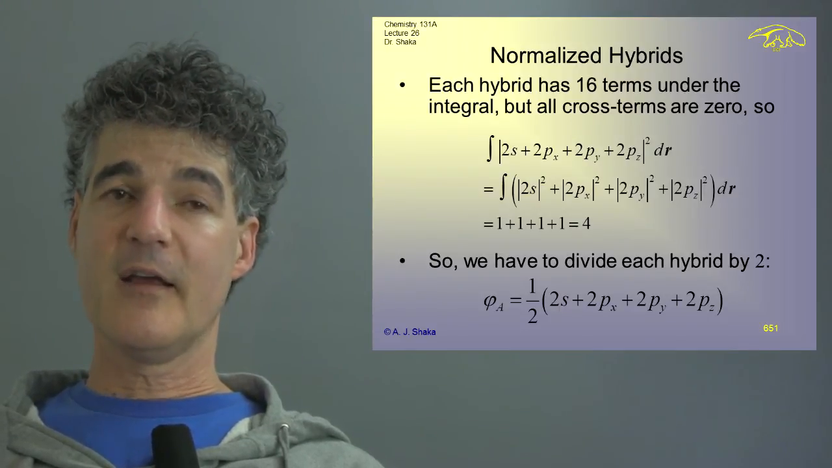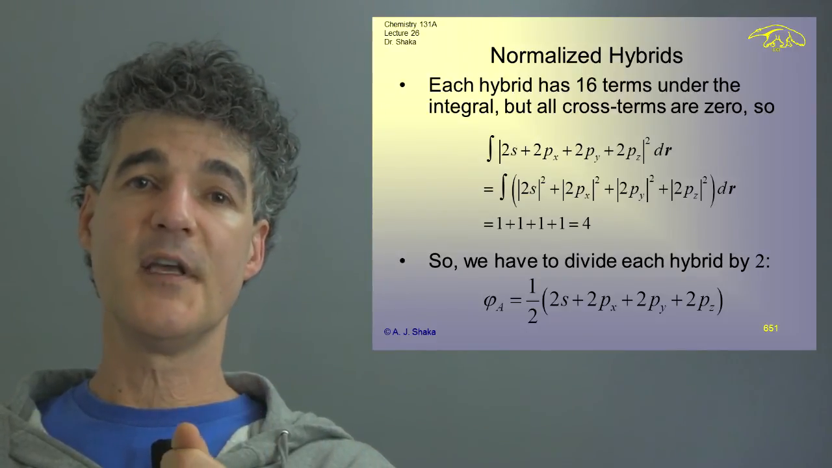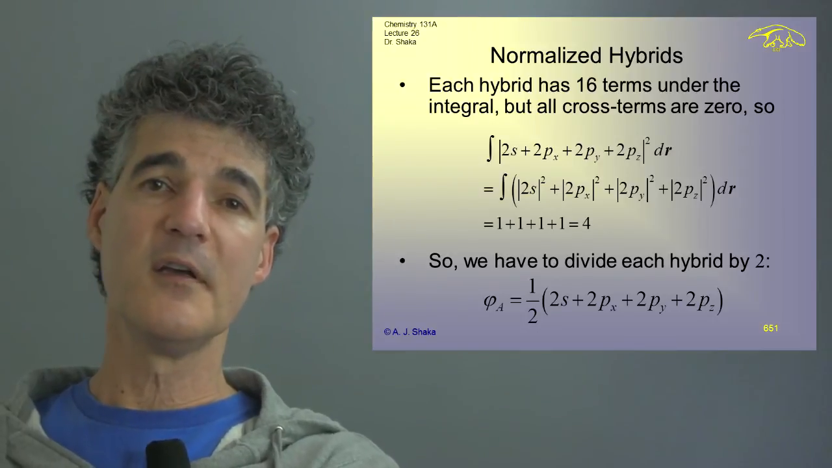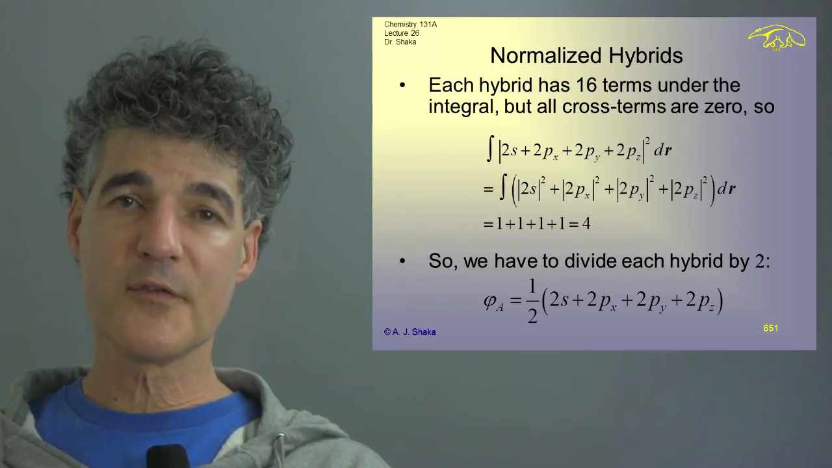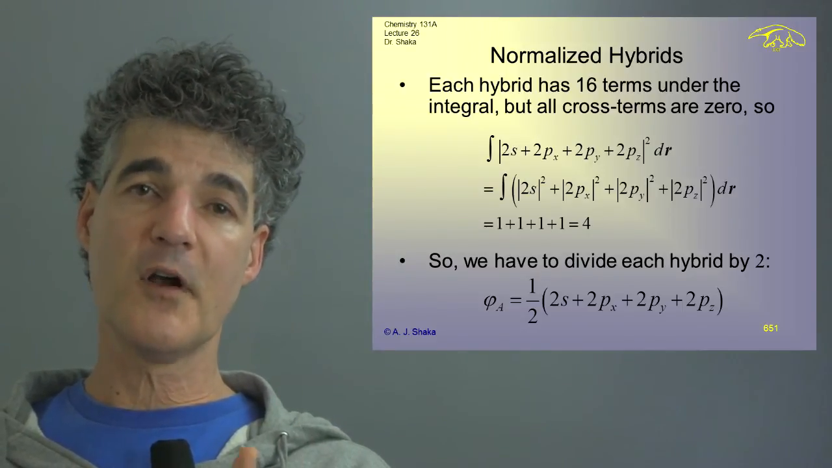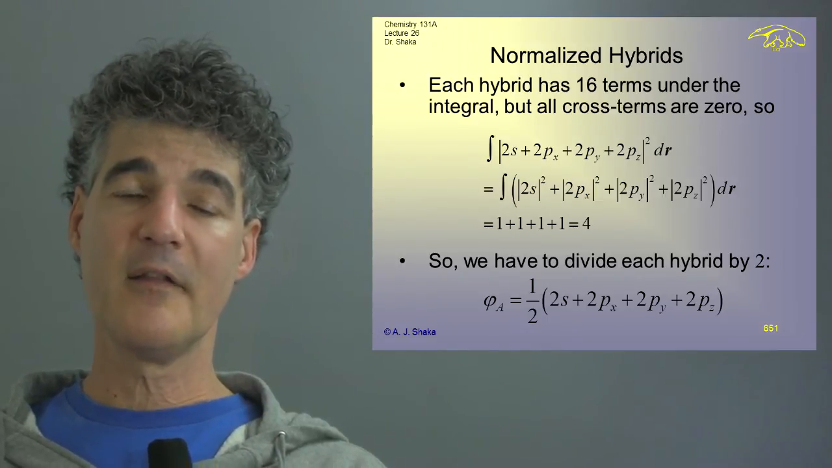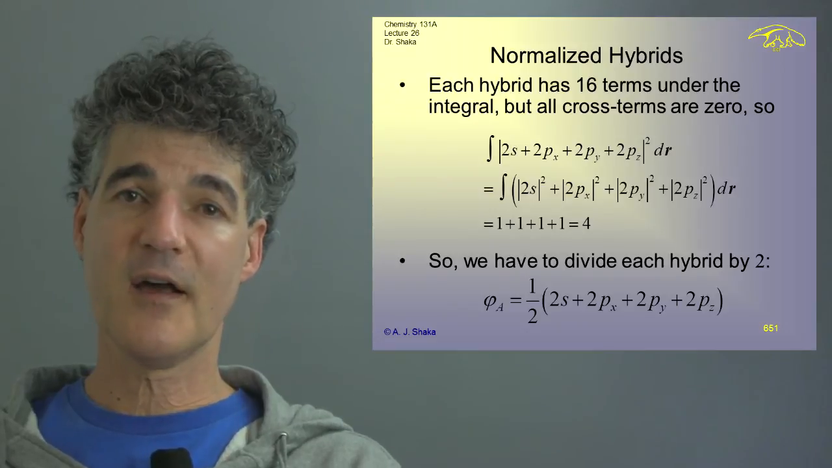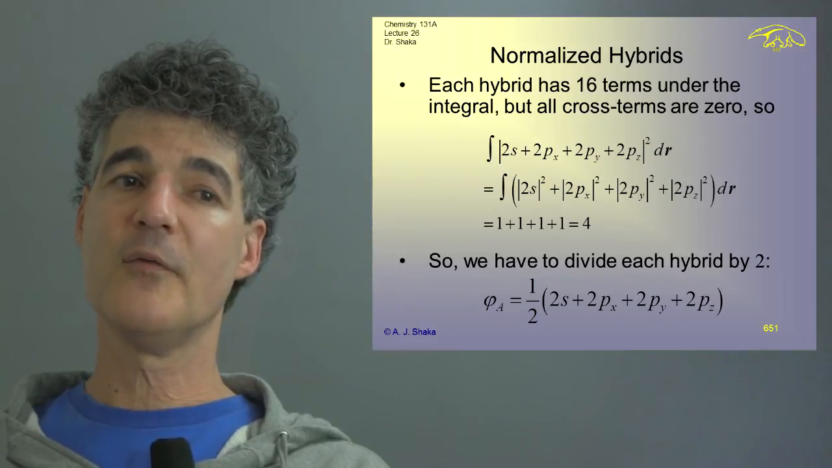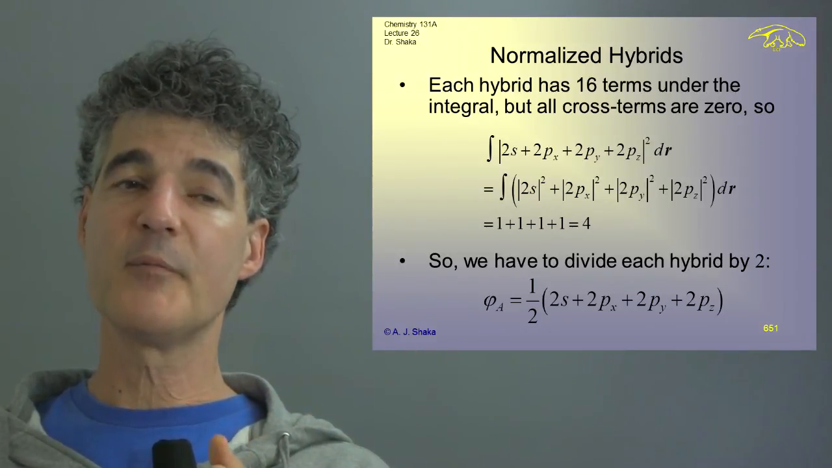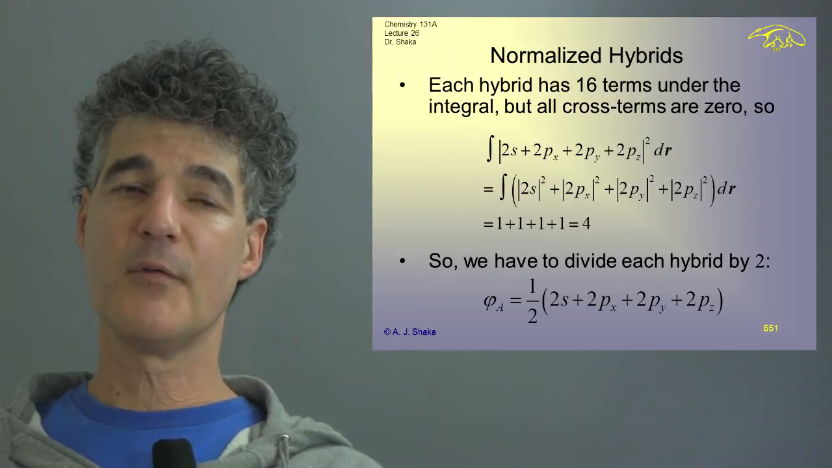Let's take our first one that points at HA. We've got (2s plus 2px plus 2py plus 2pz) quantity squared. We end up with 16 terms, but 12 of them are cross terms between s and p, and I don't have to calculate those. I know they're 0. And the other 4, conveniently, I don't have to calculate either because they're 2s squared, which I assumed was 1. And so we get 4 that add up to 4, and that's the end of the calculation, and therefore we divide each hybrid by 2.